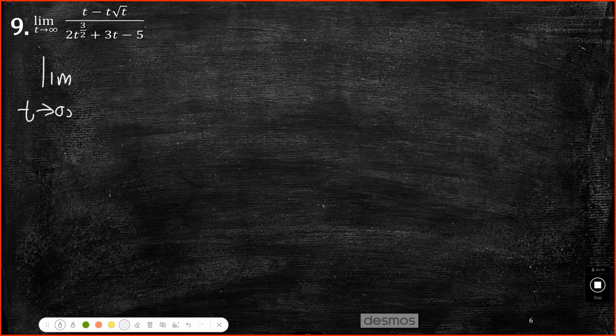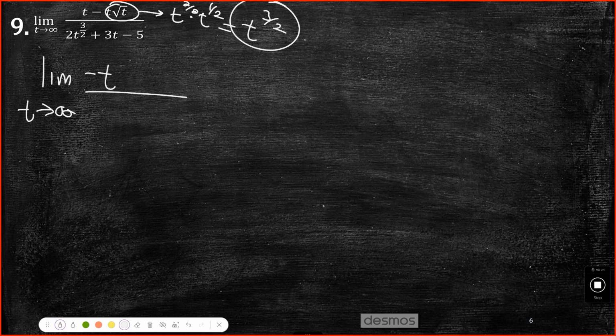As t approaches infinity, the top one we can rewrite as t times t to the 1/2. That's what this is. Then t to the 1 power becomes t to the 2/2, and when we have the same base, we add the powers, so that would be t to the 3/2. So let's put this in the front. We're going to have negative t to the 3/2 power plus t. And the bottom, let's leave it alone as 2t to the 3/2 power plus 3t minus 5.